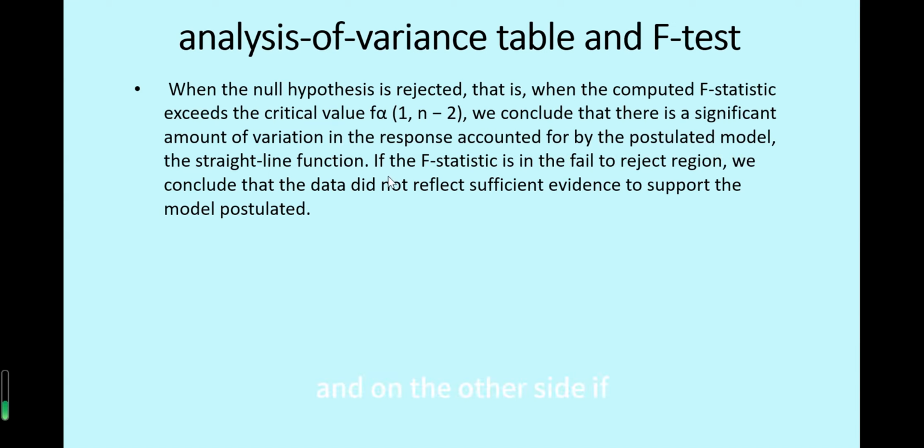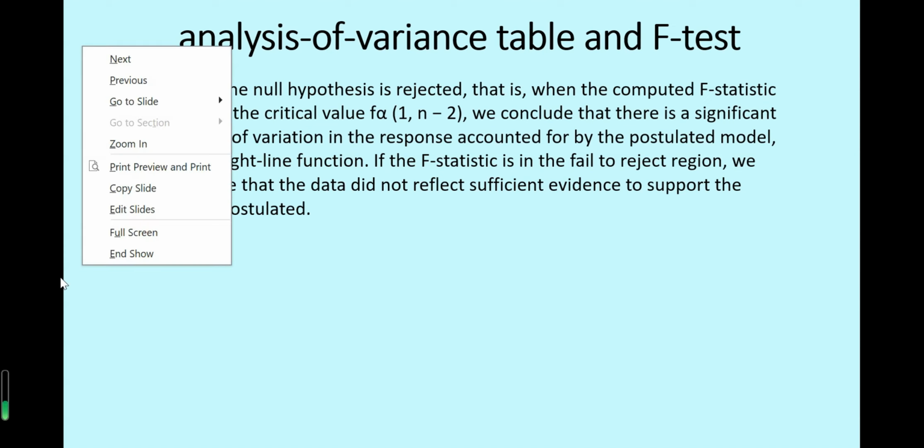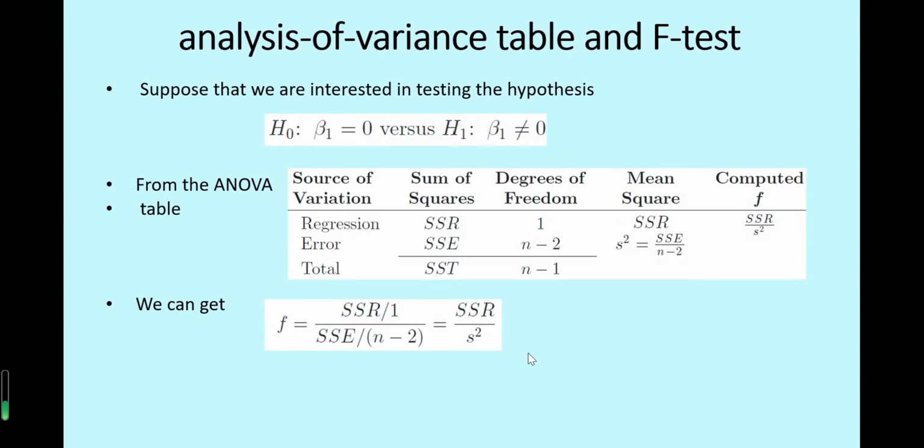On the other hand, if the F-statistic fails to reject, then we conclude that the data did not provide sufficient evidence to support the postulated model. This F-test tests the model as a whole, and because this model has only one independent variable, it is the same as testing whether beta 1 is 0 or not.